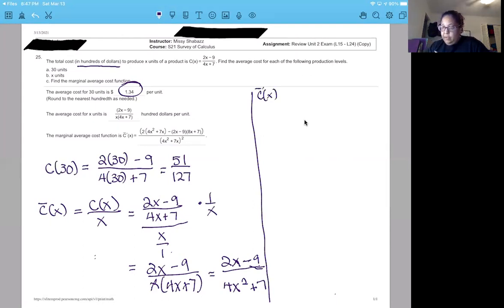So I want to find the derivative of my average cost. I'm going to take the derivative of the top times the bottom minus the top times the derivative of the bottom. And the derivative of 4x squared plus 7x is just 8x. Oops, I forgot to distribute that x to that 7. Sorry. So that is, I'm out of room.